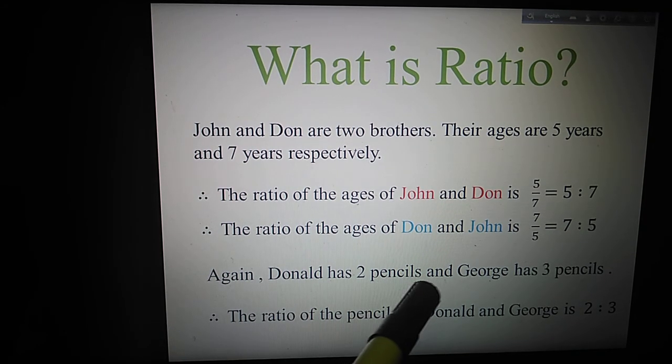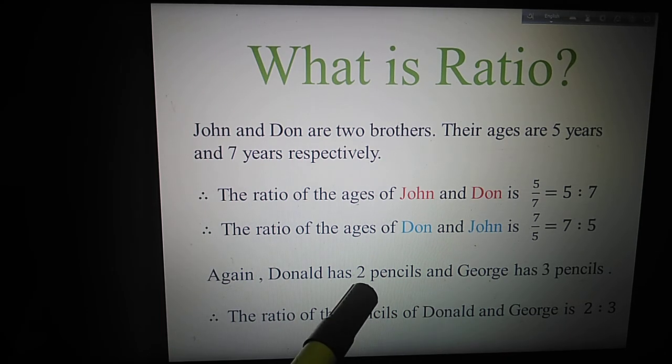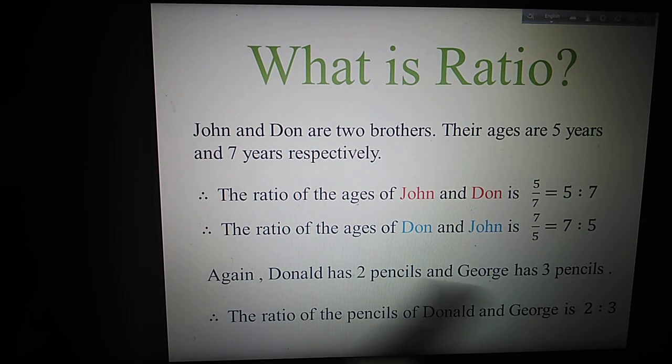Again, Donald has 2 pencils and George has 3 pencils. So the ratio of the pencils of Donald and George: Donald has 2 pencils and George has 3 pencils. That's why the ratio of the pencils of Donald and George is 2 is to 3.